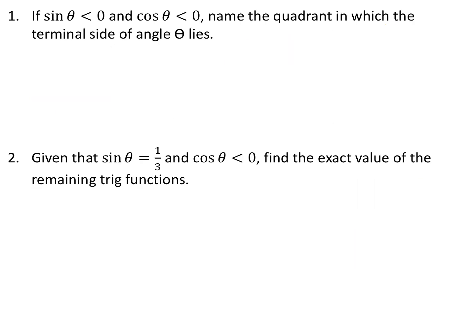The last thing is that we can use what we know about the different trig ratios to figure out where we lie in the coordinate plane. So for example, if we know that sine is negative and cosine is negative, we can figure out what quadrant we specifically live in.